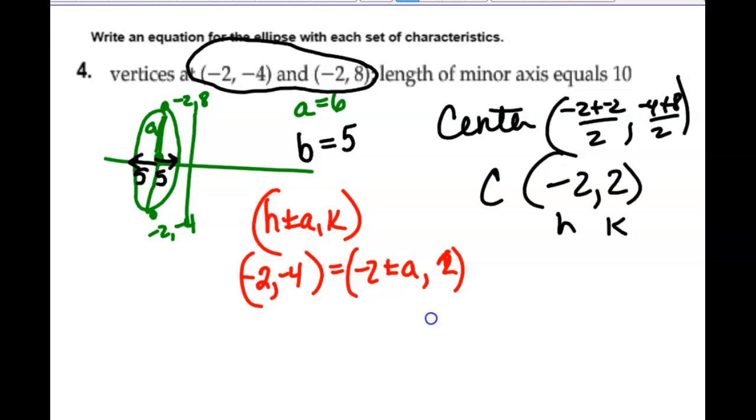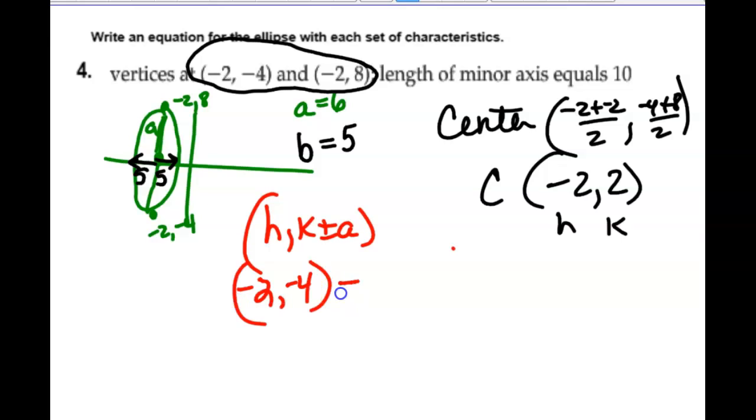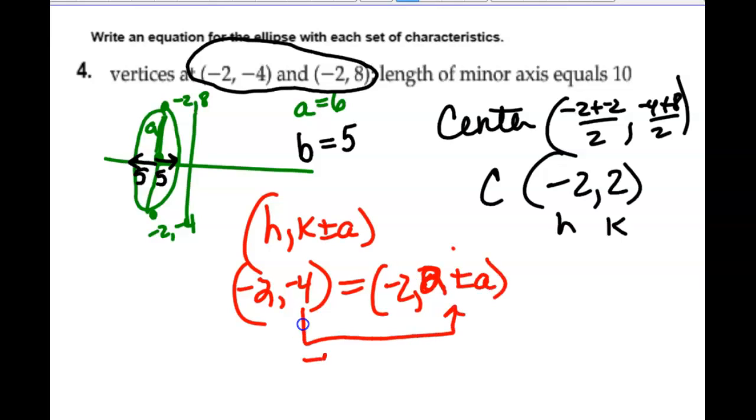Oh, it was going up and down. Yes, you gave me the wrong recipe for vertices because I looked at the wrong recipe for vertices. The recipe for vertices when it's going up and down is H comma K plus or minus A. Thank you. So -2, -4 is equal to -2 comma +2 is K plus or minus A. So right here, -4 has to equal 2 plus or minus what? You subtract 2, don't you get -6? Didn't I already figure that out up top? Okay.